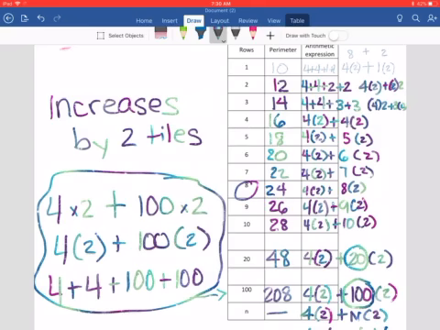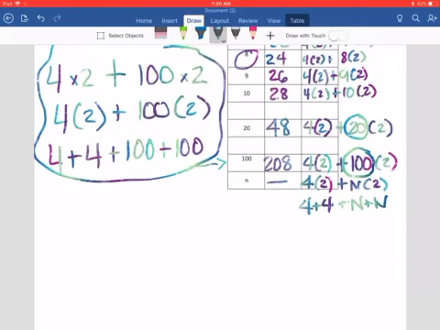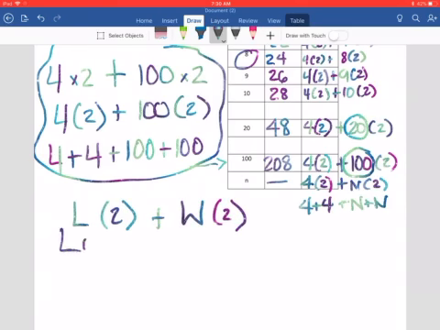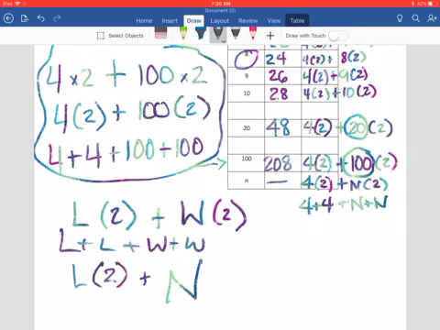And then what is my rule or my formula to find any number of rows? So n, well, that's just what we talked about down here. If I have n rows, that means I have n width. So remember, we've got length times 2 plus width times 2, or length plus length plus width plus width. And they're telling me my width is n. So it's still going to be length times 2 plus any number of rows, so n times 2.